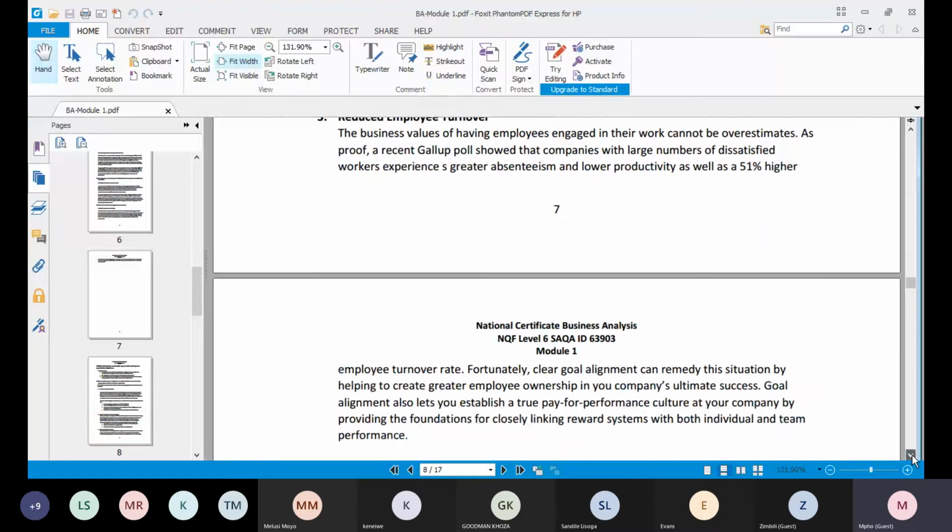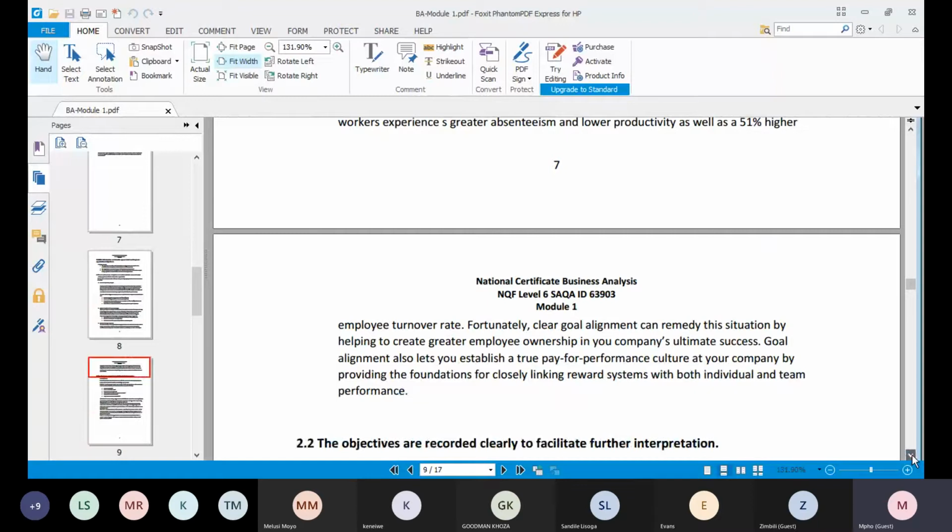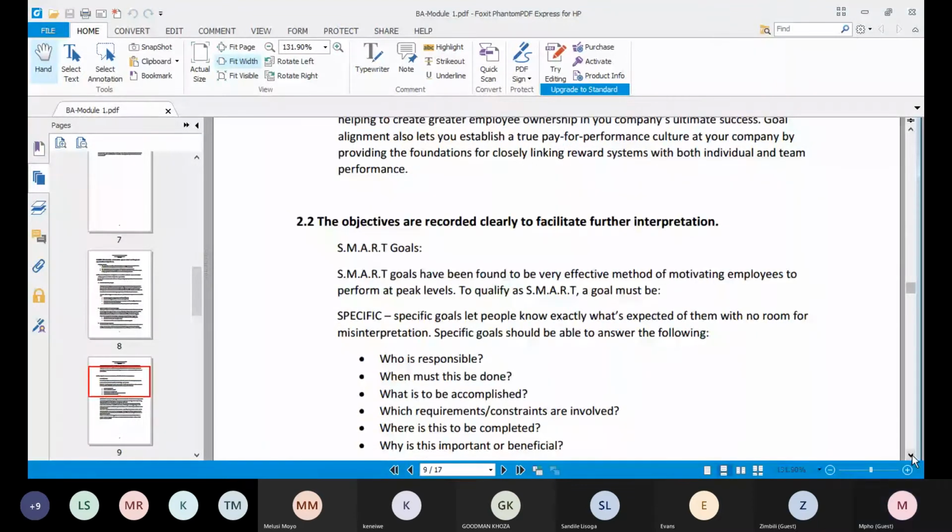The objectives are recorded clearly to facilitate further interpretation. Are you guys familiar with the SMART goals? Okay, I'm assuming that no.